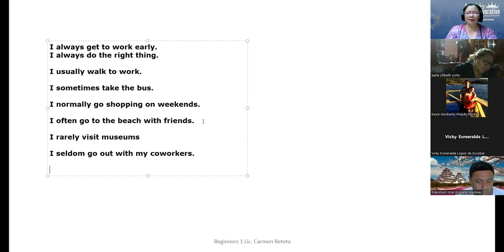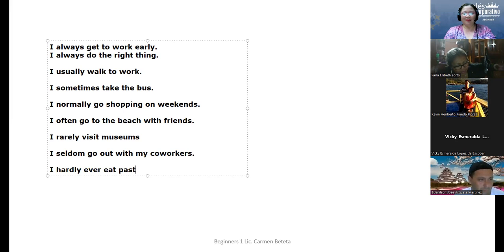También puedo utilizar I hardly ever. Este se parece a almost never, a casi nunca, ¿sí? Aquí como a duras penas, diríamos nosotros, ¿verdad? I hardly ever eat pasta for dinner. Well, for dinner we eat pasta, right? But let's say for dinner. Okay, un hábito de alguien. I hardly ever eat pasta for dinner. Así no como yo pasta en la cena, right? Casi no como pasta en la cena. I hardly ever eat pasta for dinner.